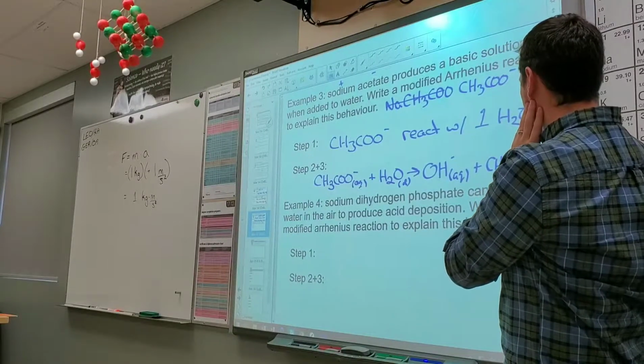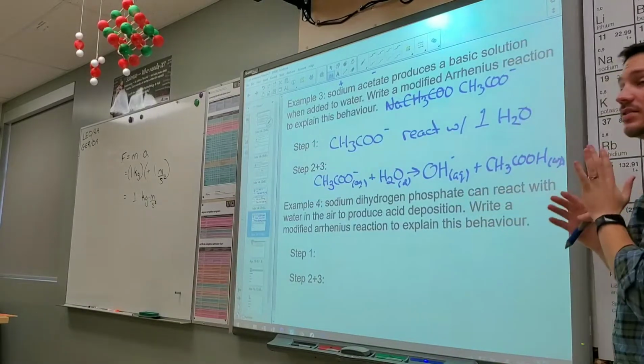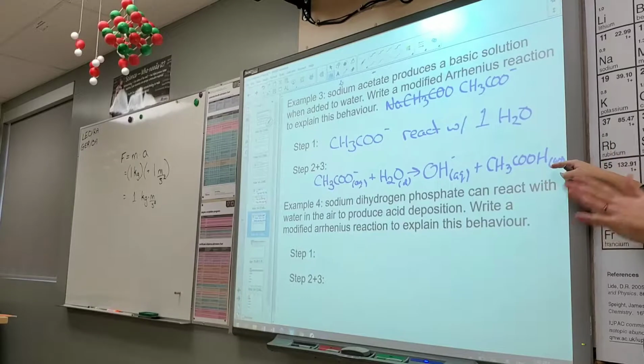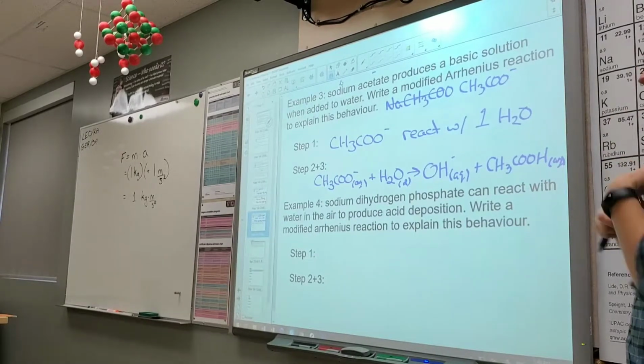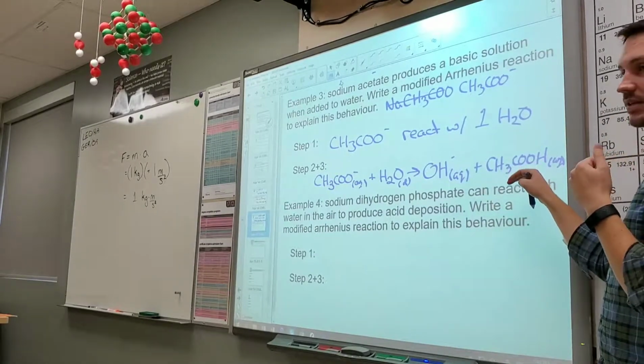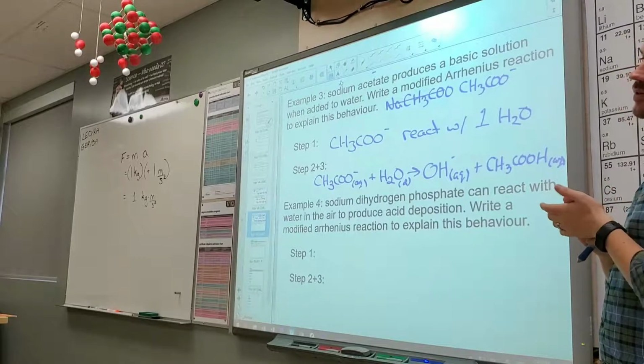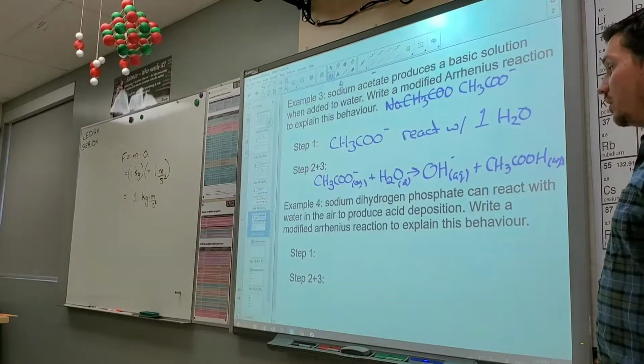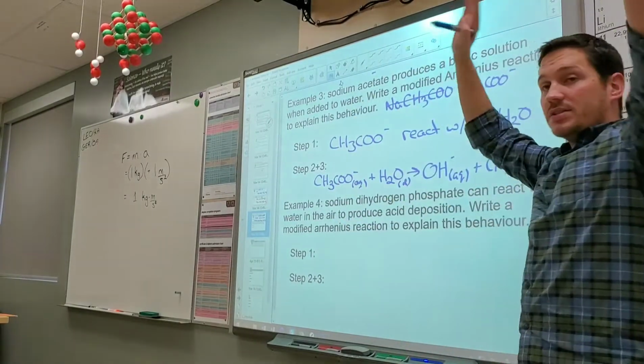CH3COOH, right? I totally understand, this is a weak acid. But there's no way for me to tell you why you make a weak acid unless we start talking about Chem 30 stuff. Okay. So does this follow the law of conservation of charge?